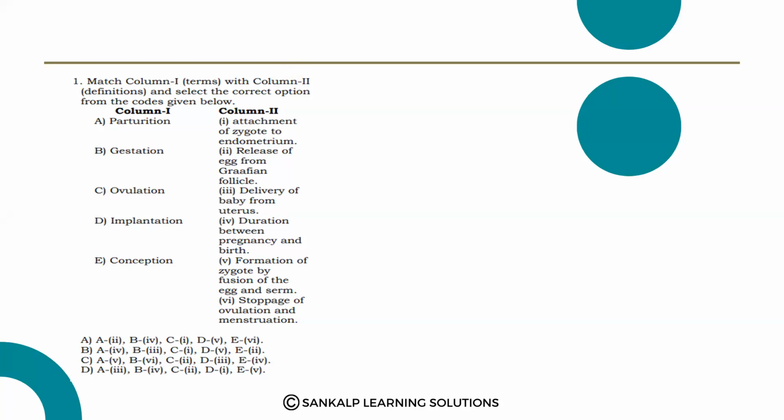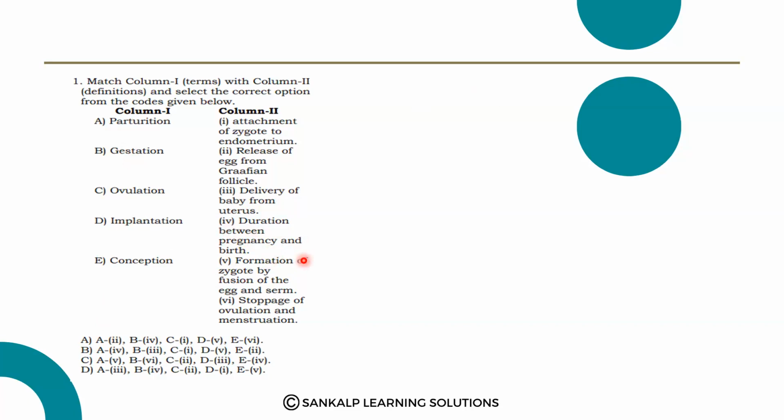Anvita answered it as option D. Komala answered it as option D. So option D: A is 3, that is delivery of a baby from a uterus. That is right. Then gestation, B is 4, for duration between pregnancy and birth.